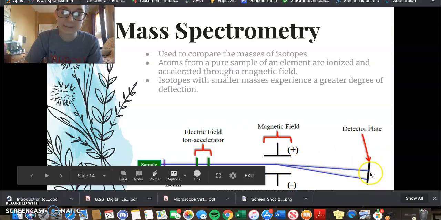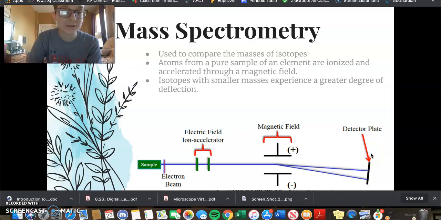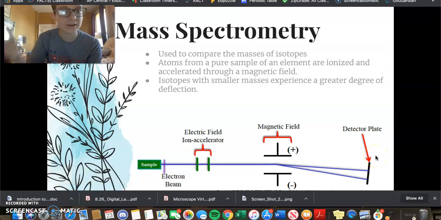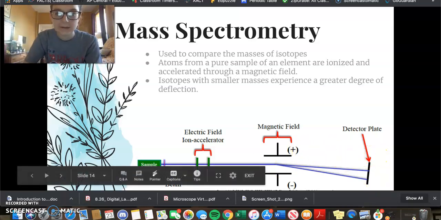And then this deflector plate, basically equal masses. So here it would be a lighter one because it moved more, but they would hit the same spot, and then the heavier ones would hit the same spot. And this deflector plate basically measures out how much of each isotope that you get. So it basically recognizes when it is hit.